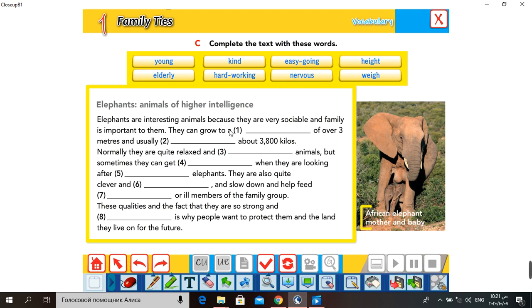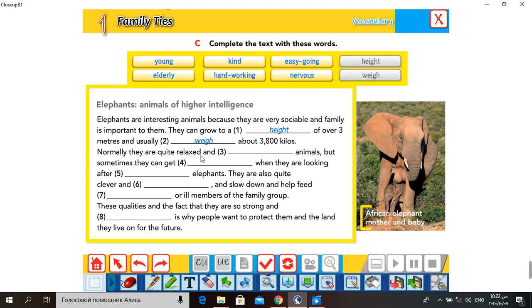They can grow to a height of over 3 meters. Meters, so that means we're speaking about the height or weight. Which one do you think? Yes, of course, the height. Of over 3 meters, and usually weigh about 3,800 kilos. Kilos, so that means we are speaking about their weight. So usually weigh. Yes, the verb here is weigh.